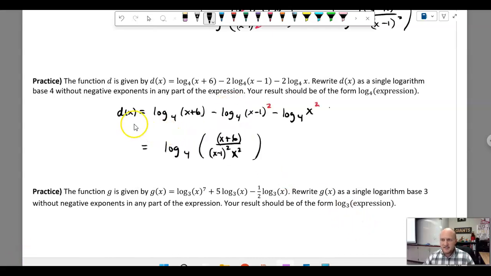Okay, d of x is equal to, first you're going to use the power property on these two coefficients of 2, so you move them up into the exponent of the argument, and you can see those there in red. And then we're going to consolidate these logarithms into a single expression. Because we're subtracting, we divide, so we get x plus 6 over x minus 1 squared. And then I'm subtracting again, so you're dividing that expression by x squared, which ends up multiplying with the denominator. So again, if you're subtracting, it's going to be in the denominator. If you're adding, it's going to be in the numerator. And so this is your answer.